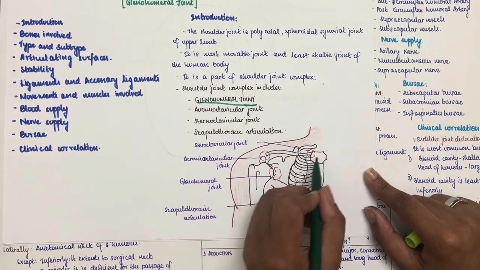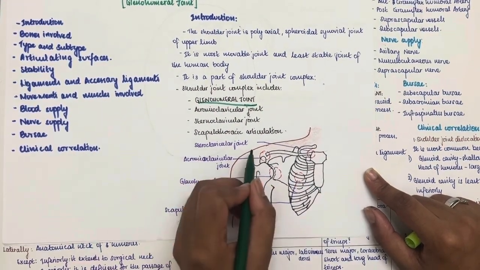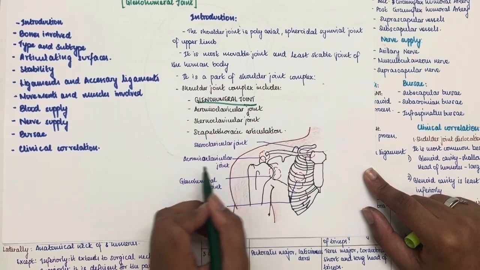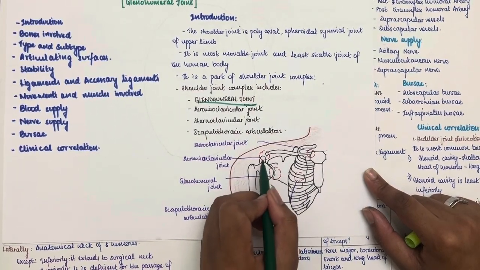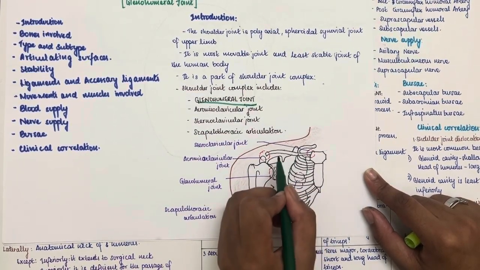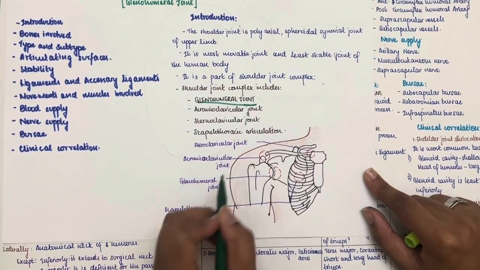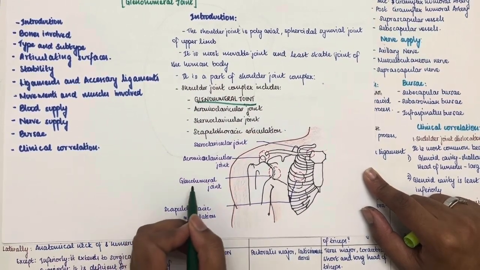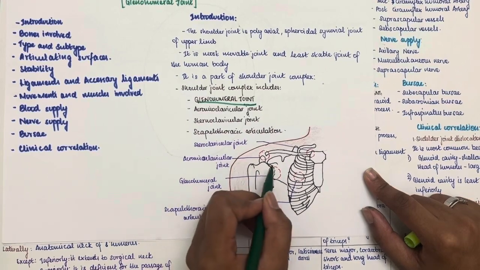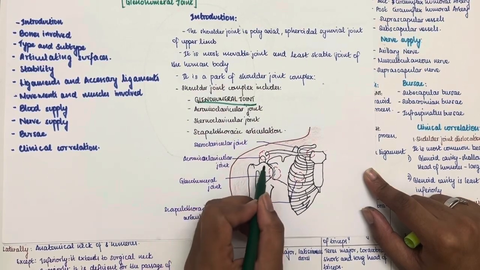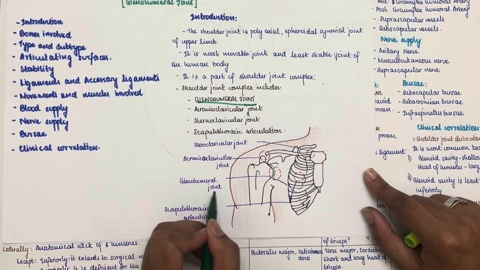This is the sternum and this is the clavicle. So it is called the sternoclavicular joint. Then is the acromioclavicular joint. This is the acromion process and this is the clavicle. So this is called the acromioclavicular joint. Then is the glenohumeral joint. That is, this is the glenoid cavity of the scapula and this is the head of humerus. So it is called the glenohumeral joint.